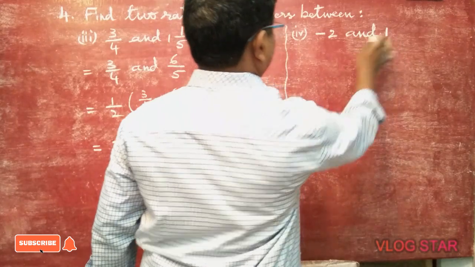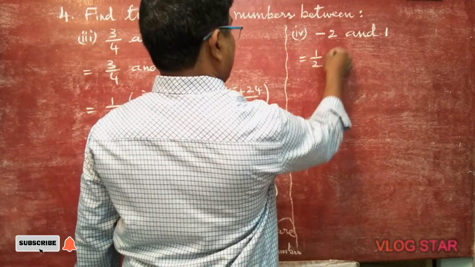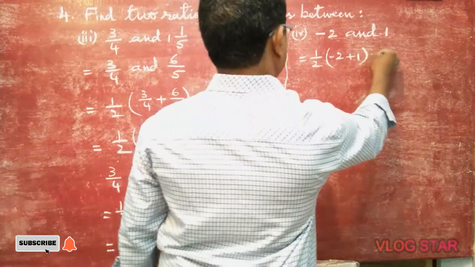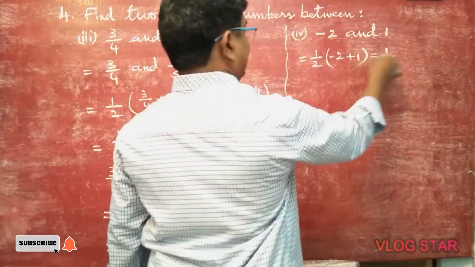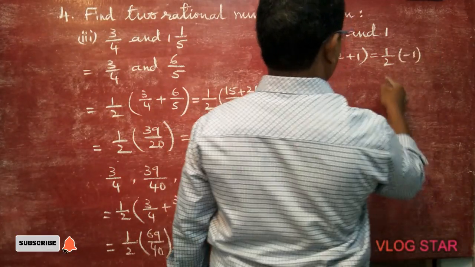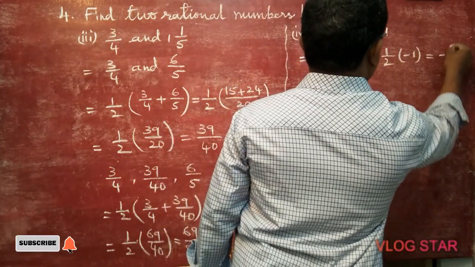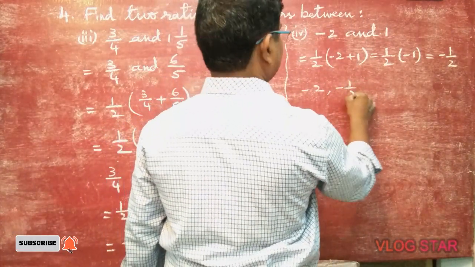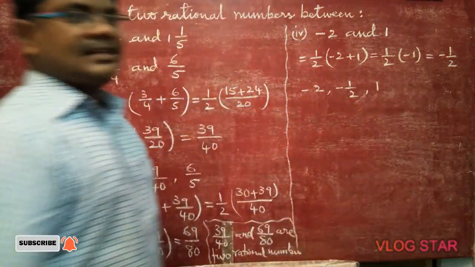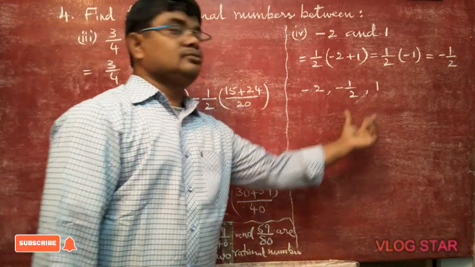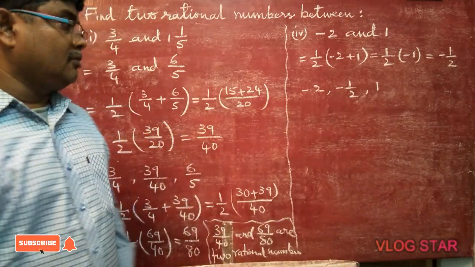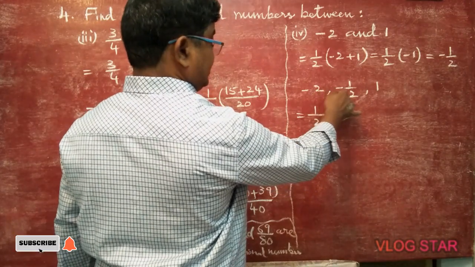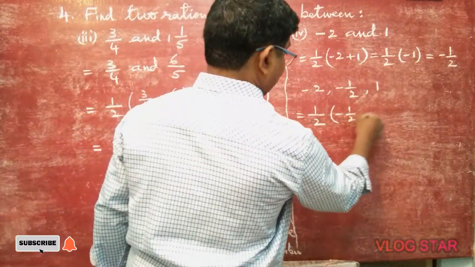Coming to the next one. Between minus 2 and 1. Again the same procedure. Half of minus 2 plus 1. That is equal to half of minus 1. Minus 2 plus 1 is minus 1. Plus into minus is minus, minus half you got. So one rational number we got, minus 1 by 2. This time I'll take these two, because here I took first. Any side you can take, because between, either this one you can take or that one. Minus half plus 1.